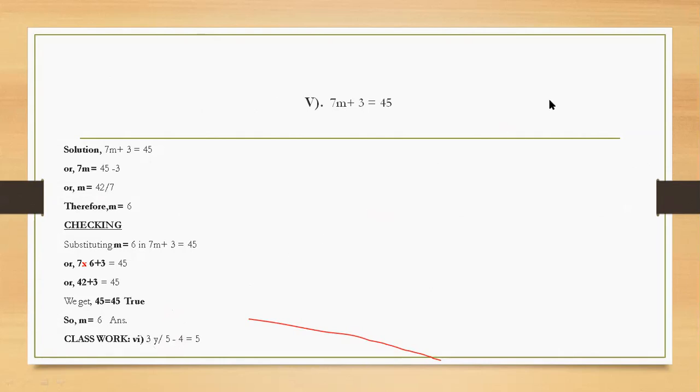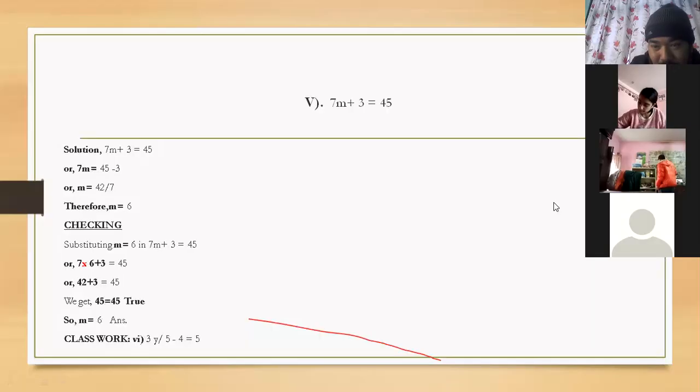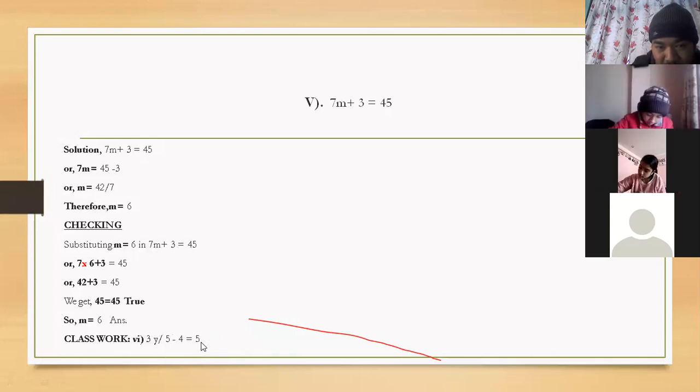Minus 4 goes here to add with 5. 5 plus 4 will be 9. And 9 will multiply with 5. Next step, 45. And 45 will divide by 3, it will come 15. Okay, children?